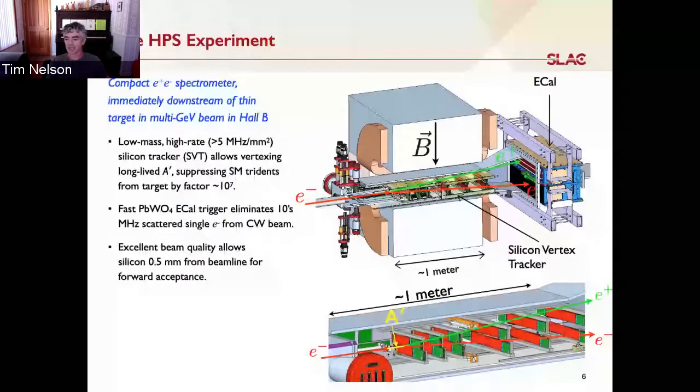Now, most of the hits in this SVT are from single scattered electrons. So to screen out those hits, the time structure, the continuous wave time structure of the CEBAF beam is very important.